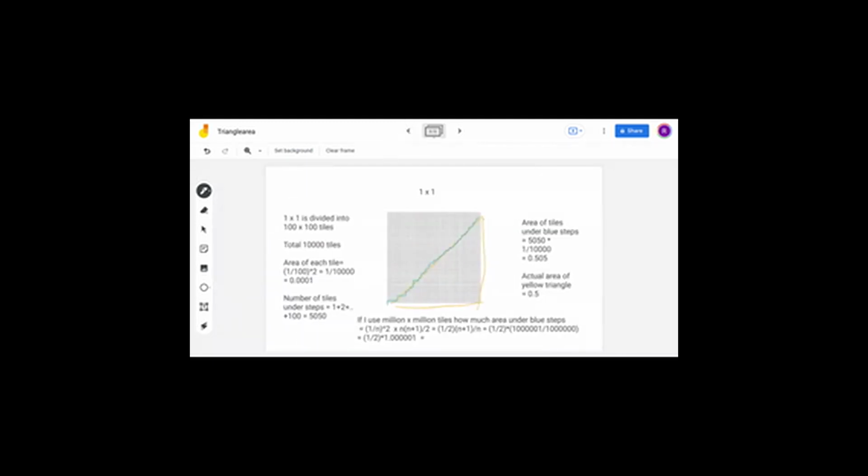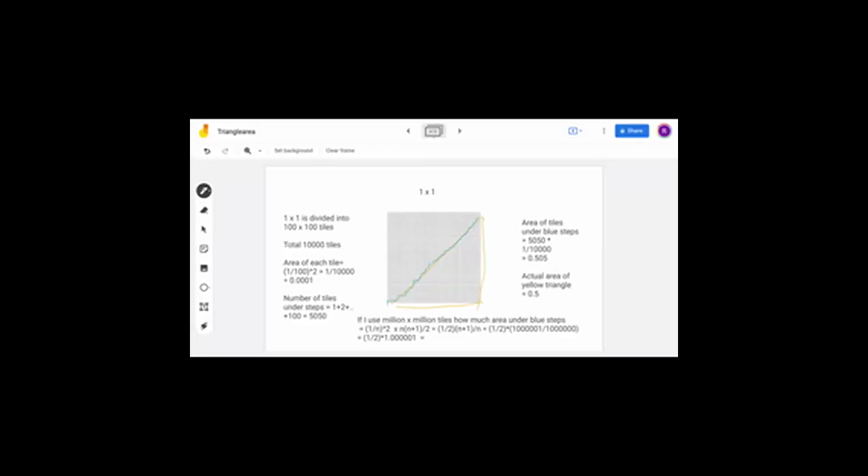Who wants to recap what we did? Anyone want to repeat what we did and how we got the area of the triangle? Okay, Pooja. Did you raise your hand, Pooja? Who wants to recap how we got the area of the triangle close to half, or how it becomes closer and closer to half if we make more and more small tiles? Who wants to repeat the steps that we did?